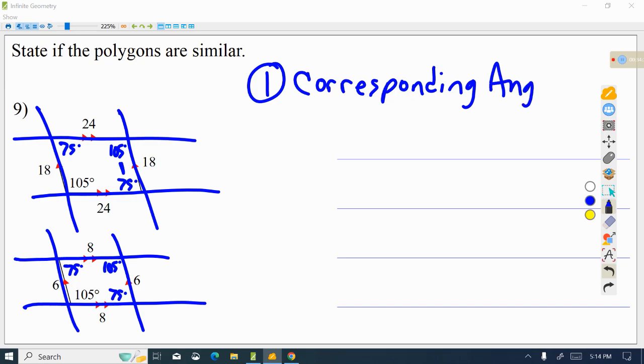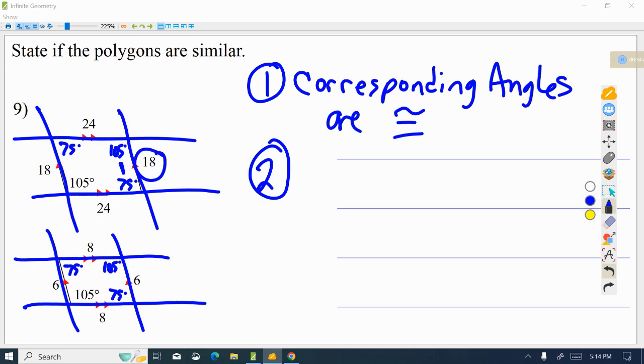Corresponding angles are congruent. That's fine. All right, check. So they are congruent, okay? But for number 2, we have to check the ratio of corresponding sides. So let's see what happens when I do 18 over 6. 18 is the smaller of these two, and 6 is the smaller, so let's put those two corresponding sides together.